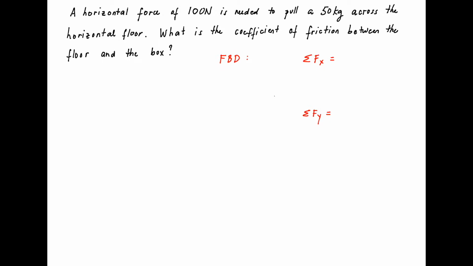A horizontal force of 100 Newton is needed to pull a 50 kilogram box across the horizontal floor. What is the coefficient of friction between the floor and the box? First, we will write our given, and this will be the drawing. So we have here our 100 Newton, and then the mass of that box is 50 kilograms, and we are looking actually for the coefficient of friction.